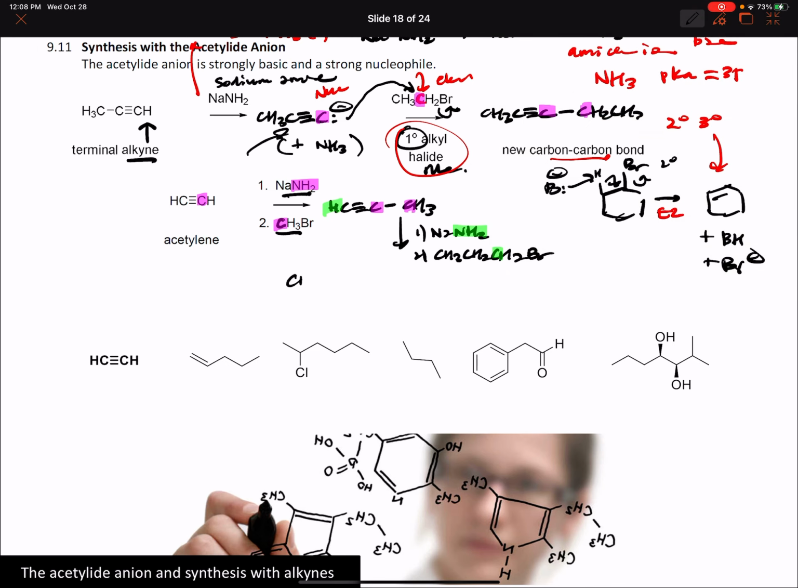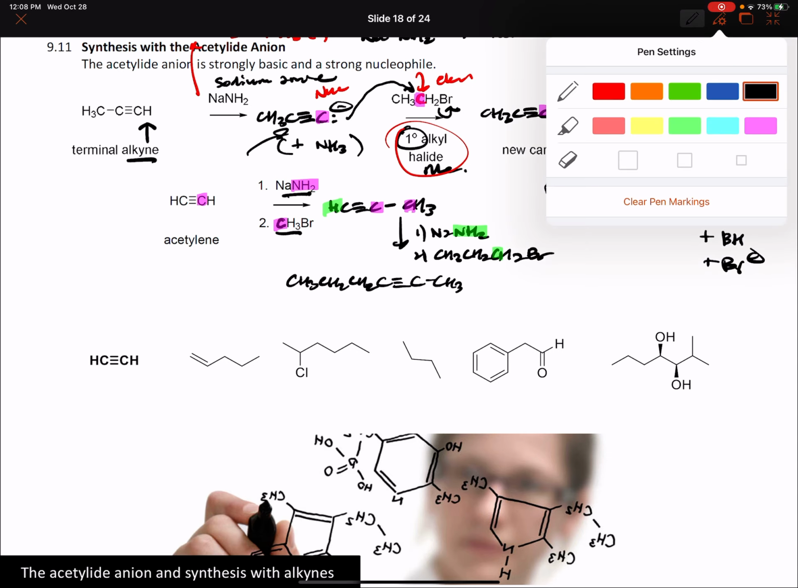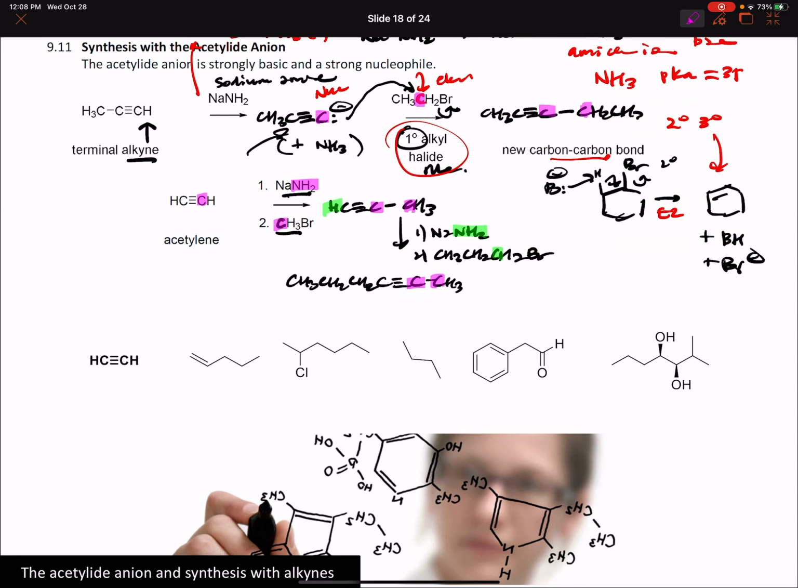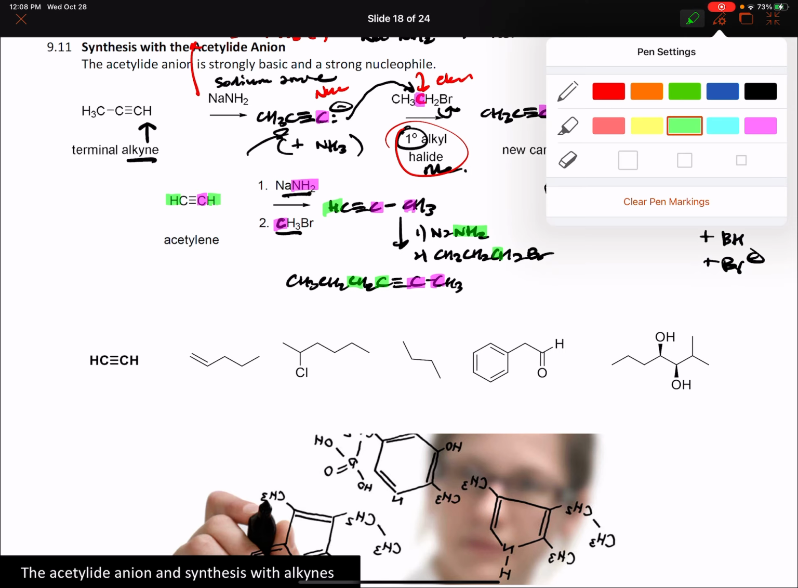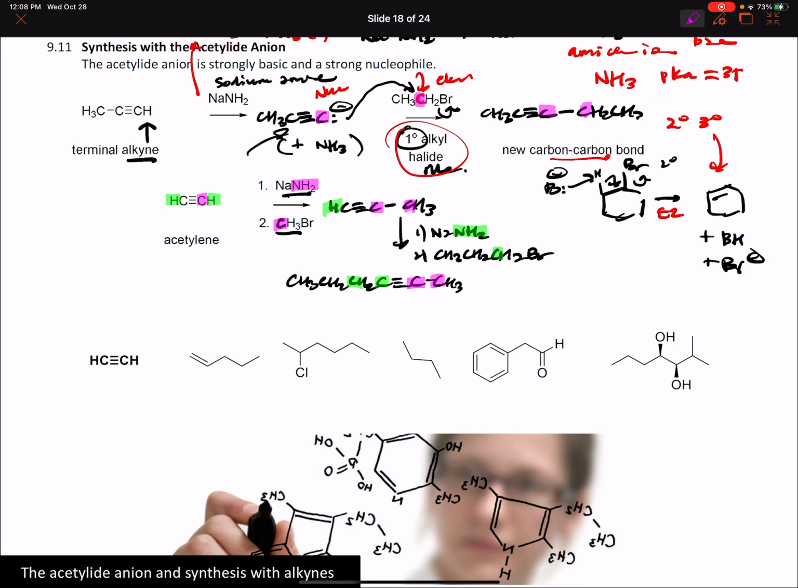So now what we'll have is CH3CH2CH2, C triple bond C, CH3. Just mark it up like it was before. So this was the carbon-carbon bond we made in the first reaction, and this is the new carbon-carbon bond we made in the second reaction. So you can add two alkyl groups, methyl or primary alkyl groups, to acetylene because it has two acidic hydrogens. And what this then does is lets us do synthesis.